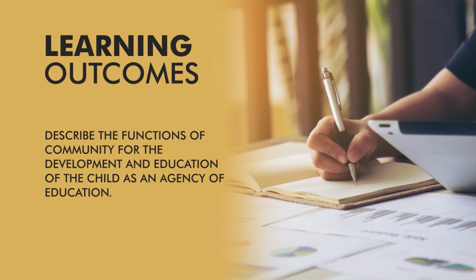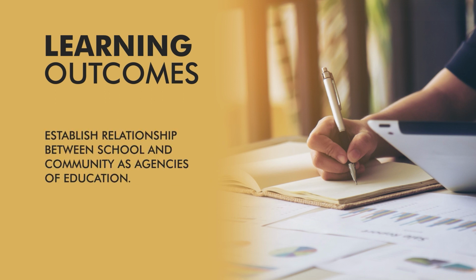Then further you will be able to describe the functions of community for the development of education of the child as an agency of education, and you will be able to establish the relationship between school and community as agencies of education. We have already discussed school as an agency of education, what are the different types of functions that the school performs. Accordingly, when we are talking about the community, how school and community are interlinked with each other, how schools work for the betterment and development of the community, and on the other way, how community acts as an agency for the development of the school. That is also another learning outcome, and I am very hopeful that after going through this video lesson and the part E content that has been given to you, you will be able to achieve these learning outcomes.